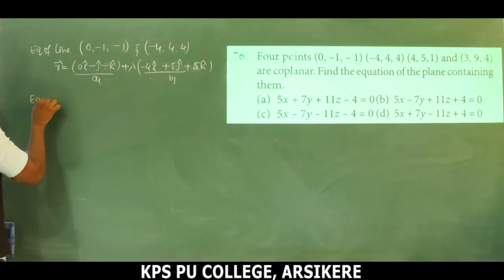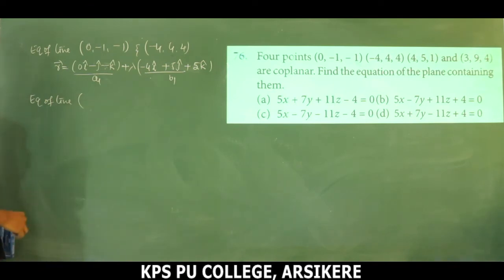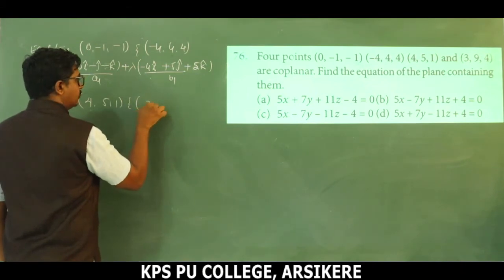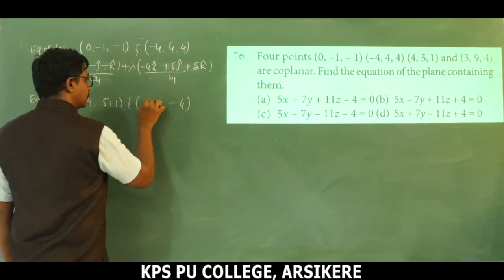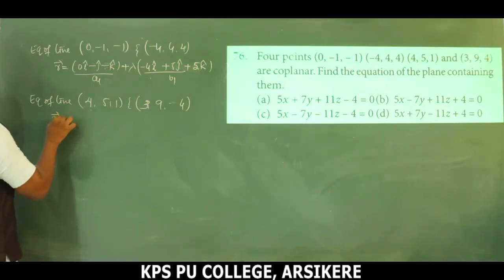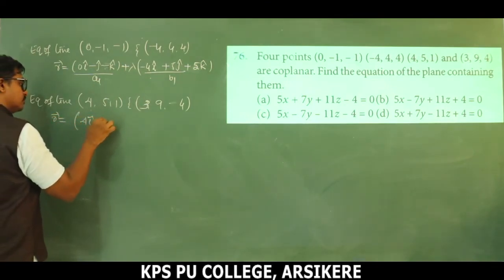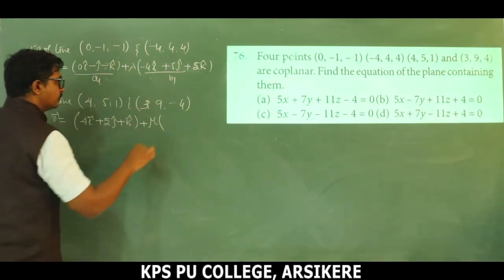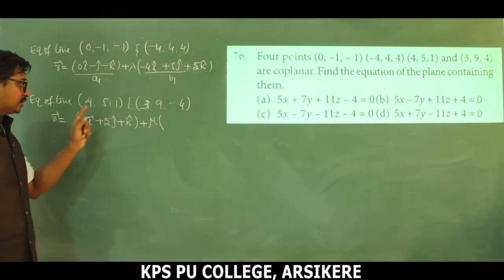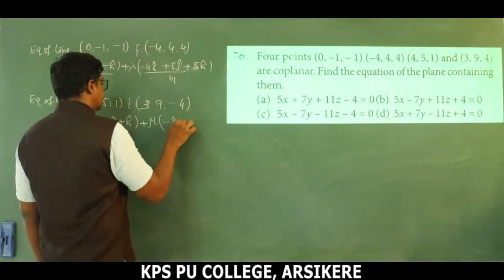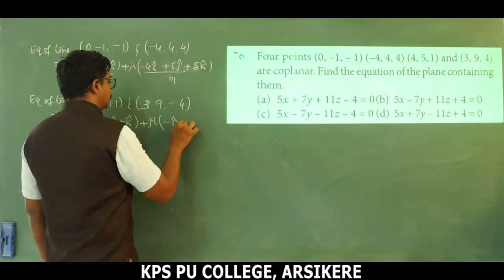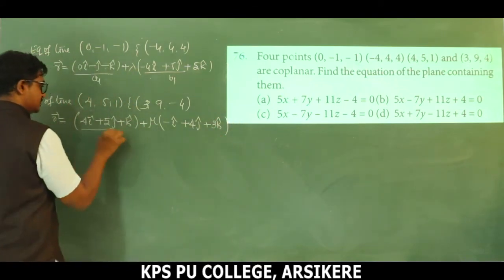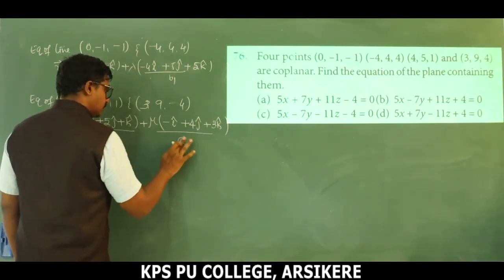And the equation of the line passing through the third and fourth points, (4, 5, 1) and (3, 9, 4). This becomes vector r is equal to 4 i cap plus 5 j cap plus k cap plus mu into the same b minus a: 3 minus 4 becomes minus 1 into i cap plus 4 into j cap plus 3 into k cap. This is a2, this will be b2.